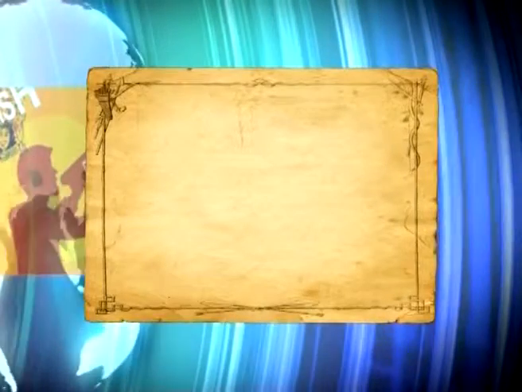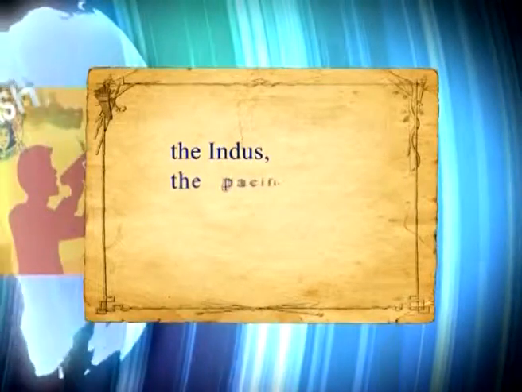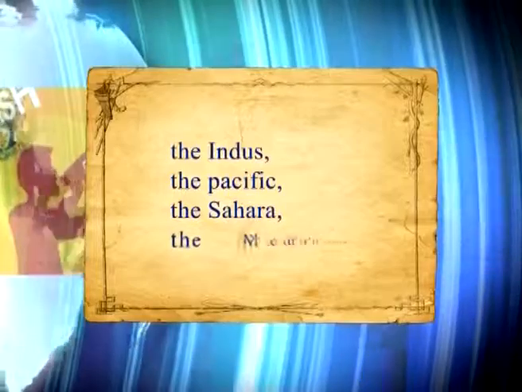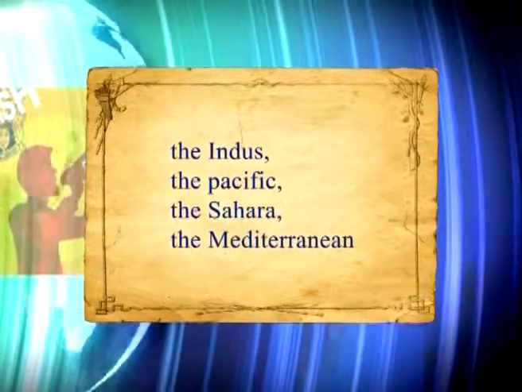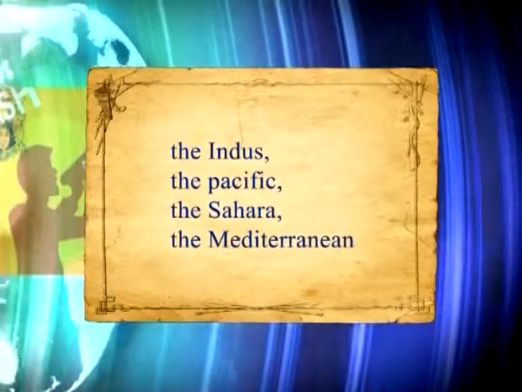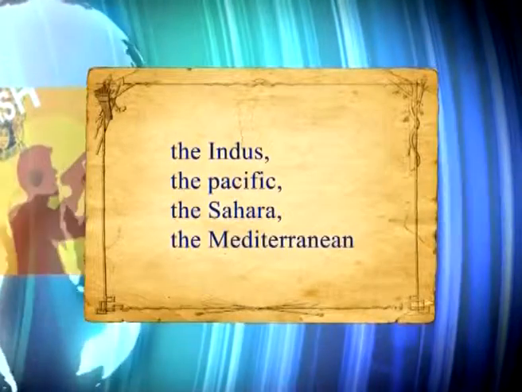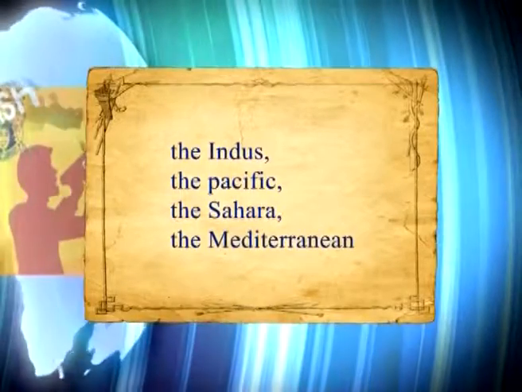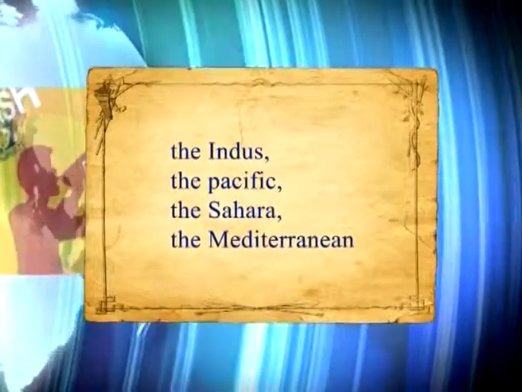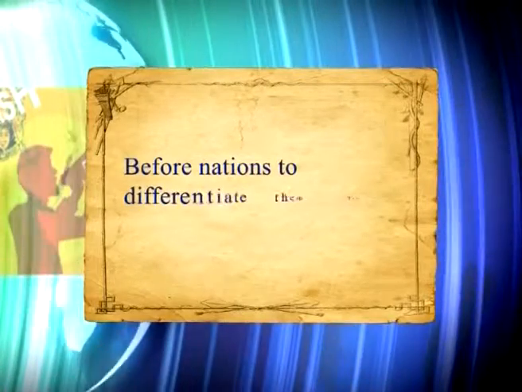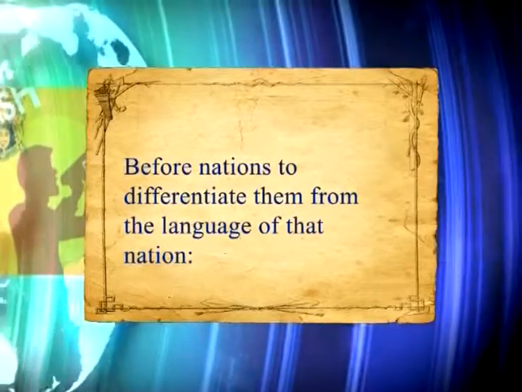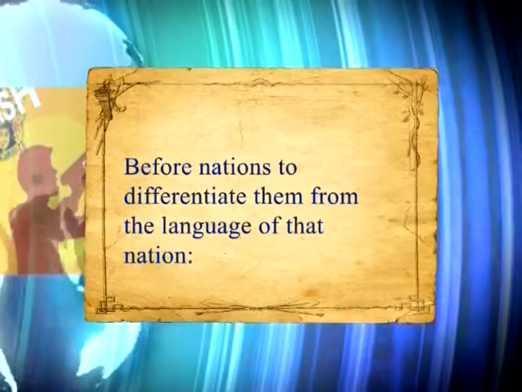For example, the Indus. We can say Indus flows through Pakistan. The Indus, and the Pacific, the Sahara. The Sahara, I think, is the vastest, the biggest desert in the world. The Mediterranean. We also use the before nations to differentiate them from the language of that nation.